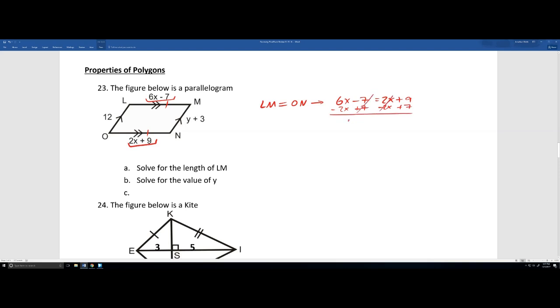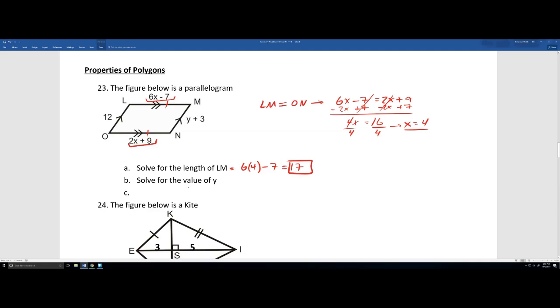Because we're isolating, we get 4x equals 9 plus 7, which is 16. Division property: x equals 4. Plug it back in for LM. Honestly, you can plug it in for ON too, and it should be the same because it's a parallelogram, right? So LM should be 6 times 4, which is 24, minus 7. That should be 17. You could always double check. Yeah, 17. There we go.